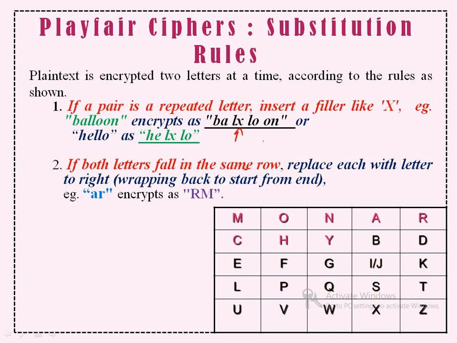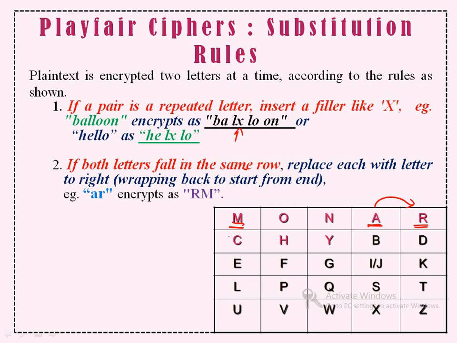Whatever the letter we have, replace it with the one on the right, wrapping back to the start from the end. That means, if you take an example here, A and R, they fall in the same row. So as per the rule, A will be replaced by R and R will be replaced by M, because the wraparound condition will be there.